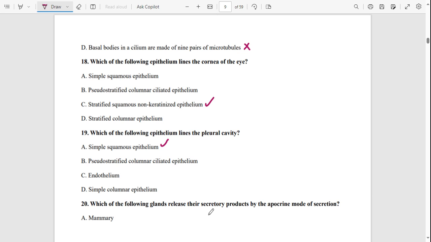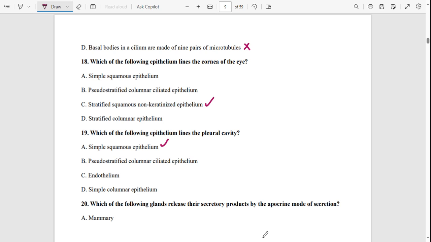Which of the following glands release their secretory product by the apocrine mode of secretion? When we're talking about modes of secretion, we have got different ones. We have apocrine, merocrine, which is also known as eccrine. We also have holocrine. For example, mammary glands, including also sweat glands which are found in the axilla and in the external genitalia, release by the apocrine method, and then sebaceous glands by the holocrine, they release all their content. And then by eccrine, also known as merocrine, we have got the pancreas and also some salivary glands like that.